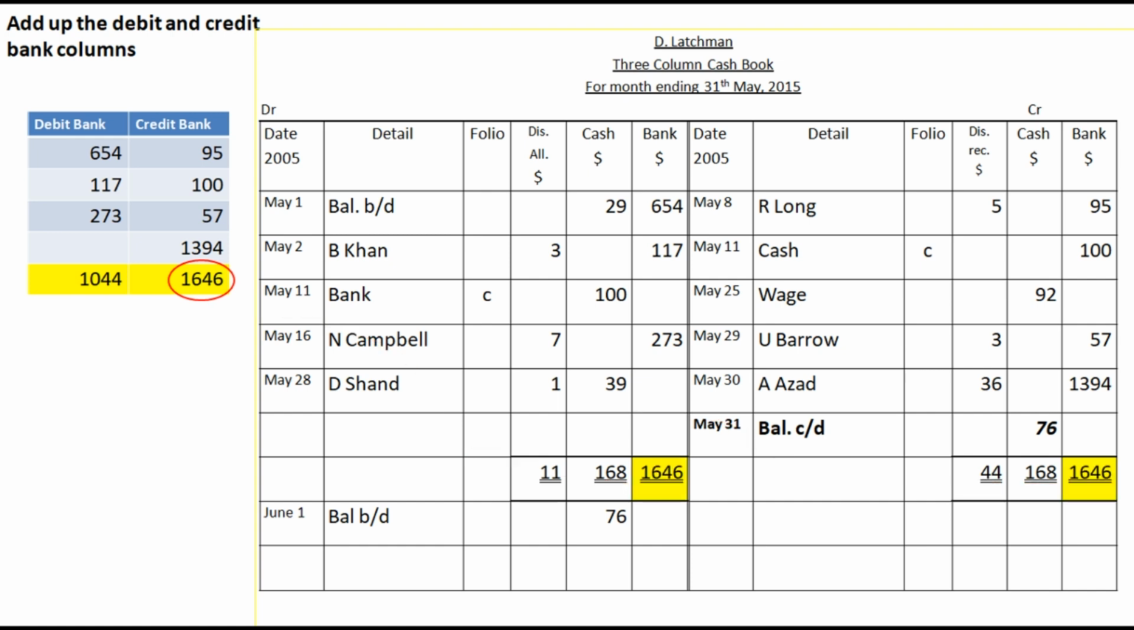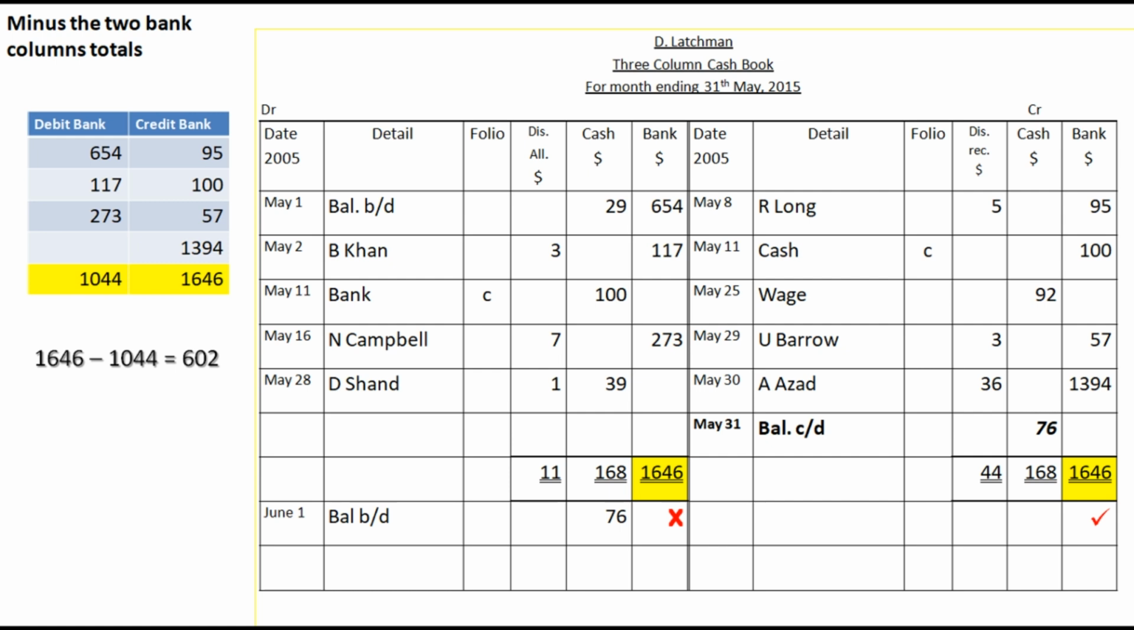Now we have to add up both columns. We're going to add up the debit side first. When we add up the bank column, will it add up to $1,646? No, it won't. When we add up the credit bank column, will we get 1,646? Yes. So we have to make the debit side balance off with the credit side. And the way that we can do that is to subtract the total of the debit and credit bank columns. And when we do that, we'll have $602.